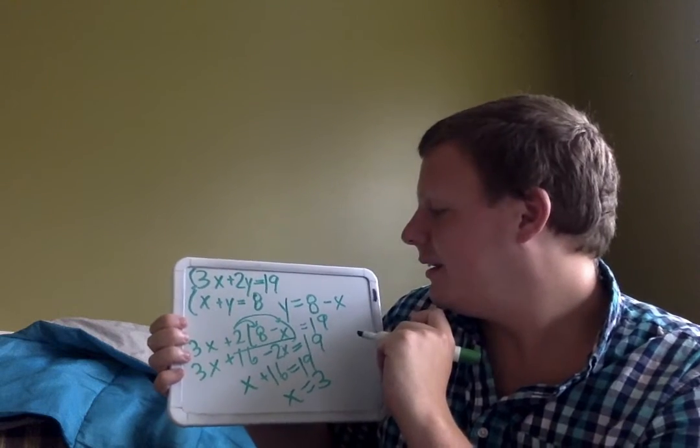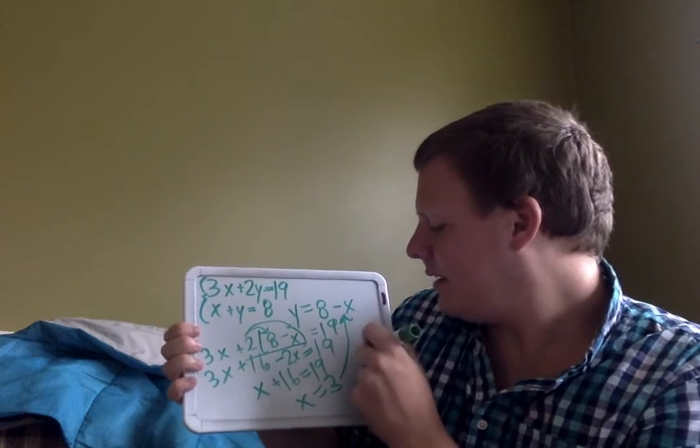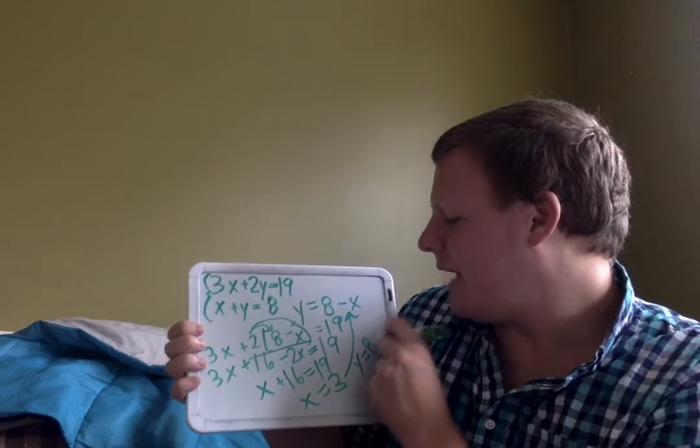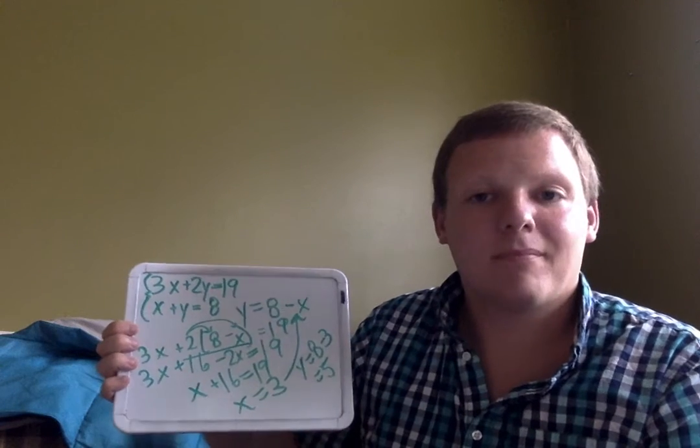Good. And then we can use our substitution here. And we have that y is equal to 8 minus 3, and that's 5. Good job. Now we'll try the same system, but we're going to try it with elimination. So what was the first step you did when you tried to solve this system by elimination?